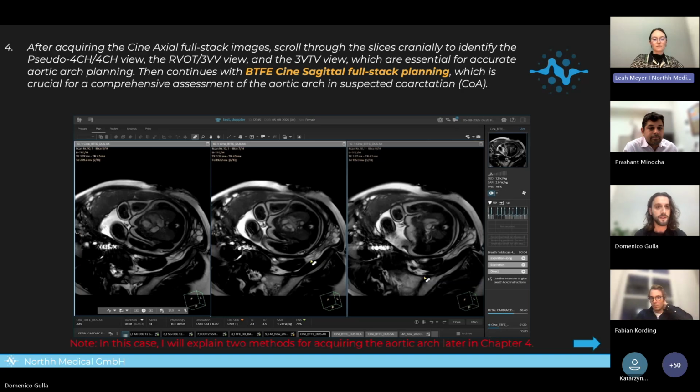and then a 3-vessel view or RVOT, and a 3-vessel trachea view, which are essential for accurate aortic arch planning. Then it continues with the cine sagittal full stack planning, which is crucial for a comprehensive assessment of the aortic arch in suspected coarctation. In this case, I will explain the two methods in the following slides. As we can see in the images from left to right, we have a pseudo 4-chamber view, RVOT, and then the 3-vessel trachea view.